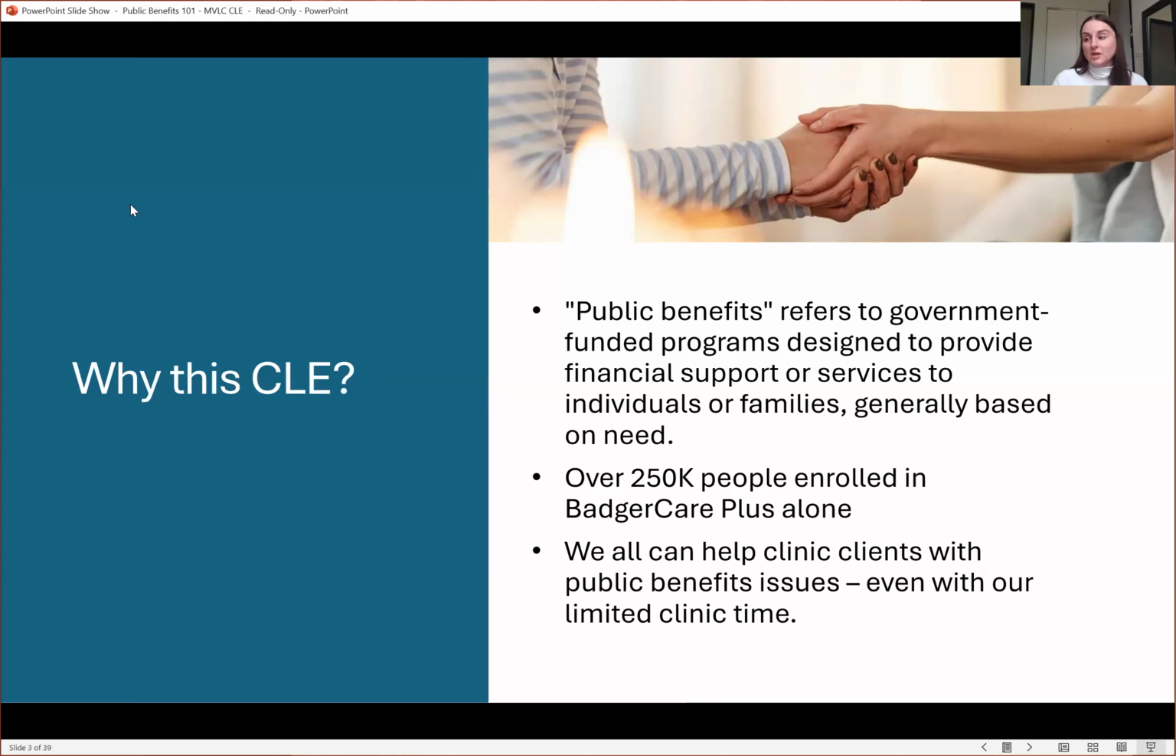And, to provide a more holistic clinic experience for our clients, it'd be helpful to know when to point them towards these resources. Just as I note, the state of Wisconsin Department of Health Services published on their website that over 250,000 people are enrolled in Milwaukee County in BadgerCare Plus alone. That's just one benefit program. So it's very likely we're seeing clients who have experience with public benefits.